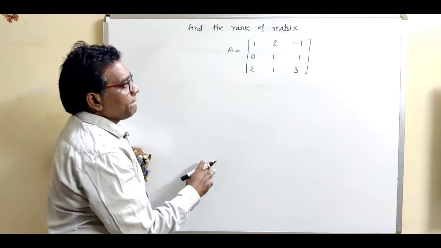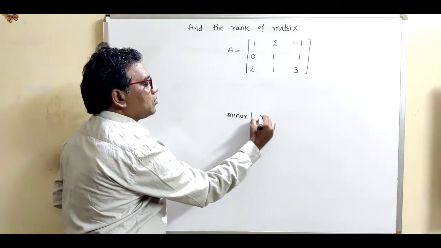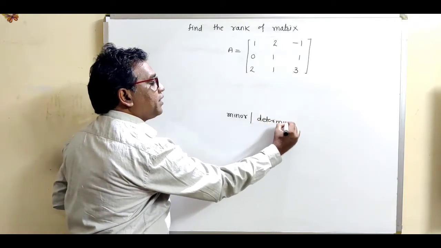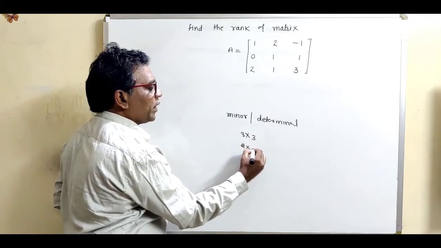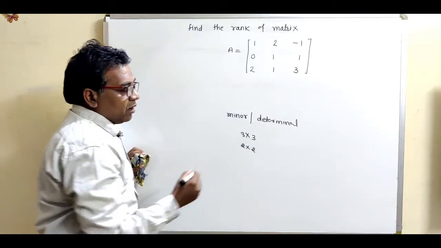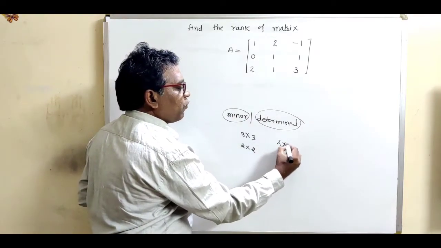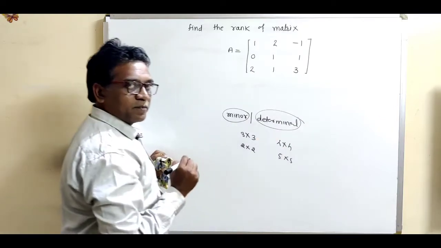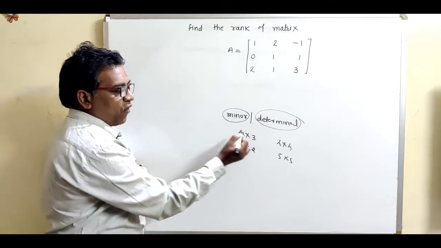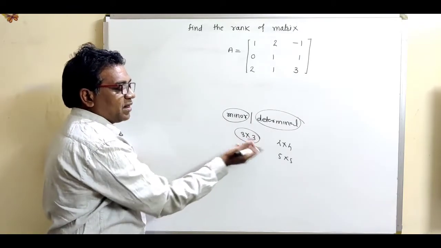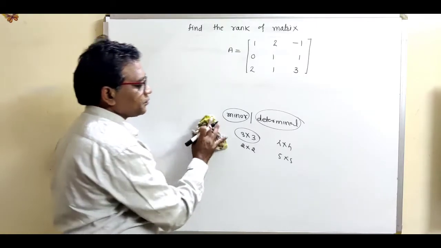Now see, we use this minor method, or this determinant method, just for a 3 by 3 matrix or a 2 by 2 matrix. We cannot use this determinant method or minor method for a 4 by 4 matrix or 5 by 5 matrix. We use this determinant method, or this minor method, for the lower order, either for a 3 by 3 matrix or for a 2 by 2 matrix.